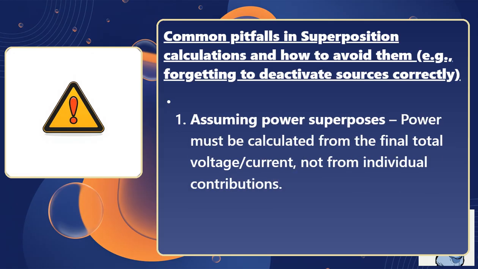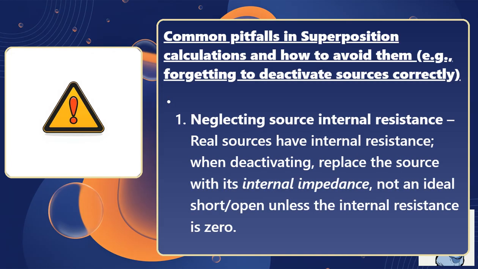6. Assuming power superposes. Power must be calculated from the final total voltage over current, not from individual contributions. 7. Neglecting source internal resistance. Real sources have internal resistance. When deactivating, replace the source with its internal impedance, not an ideal short or open, unless the internal resistance is 0.